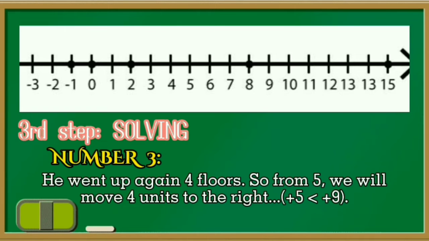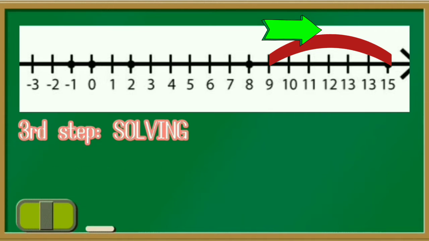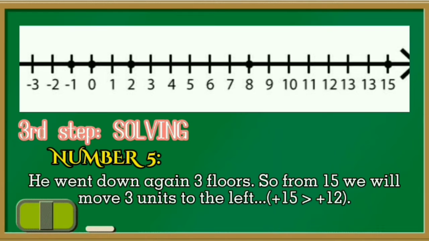Third, he went up again 4 floors. So from 5, we will move 4 units to the right. Here is our illustration of our number line. Number 4, he went up again 6 floors. So from 9, we will move 6 units to the right. And again, here is the illustration of our number line. And lastly, he went down again 3 floors. So from 15, we will move 3 units to the left. And last, this is our illustration of our number line.